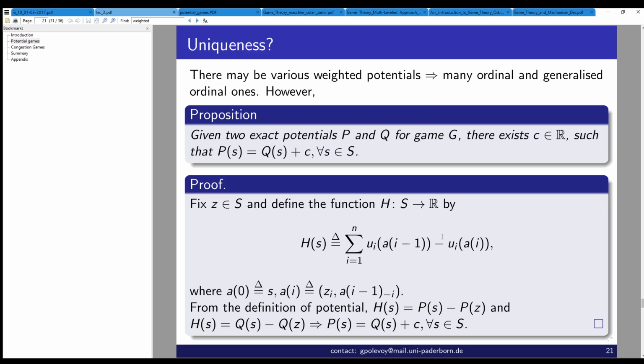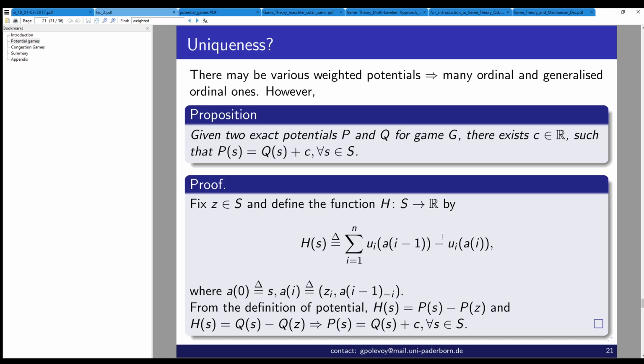So we fix any profile and define a function h from the set of profiles to real numbers in the following manner. The function h we define is a sum over i, when i goes from 1 to n, the number of players, of the utility that player i gains, or the utility delta, it can be positive or negative, when the profile changes from A_i to A_{i-1}. So we begin actually from A_1 to A_0, from A_2 to A_1, and so on.